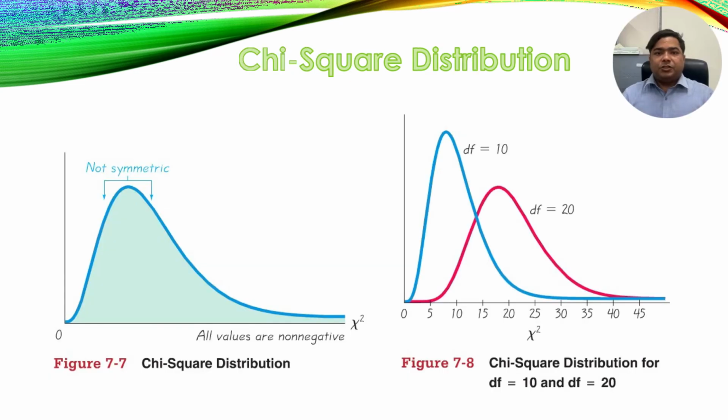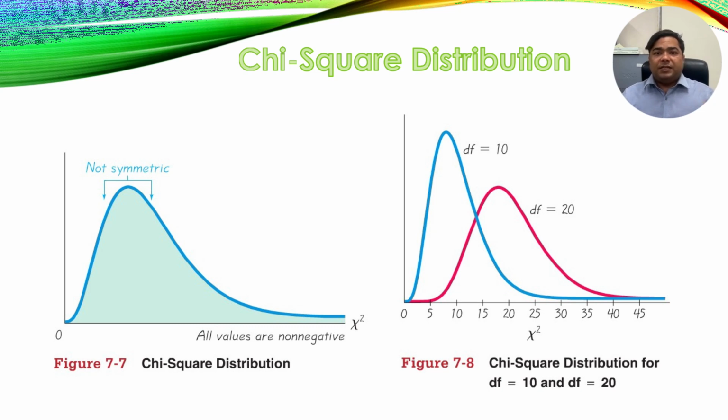The chi-square distribution is an important distribution in statistics. It is used mainly when we work with categorical data, frequency data, and variance-related problems. One important feature of the chi-square distribution is that all values are non-negative. That means the value of chi-square cannot be negative because it is based on square differences. So the curve always starts from 0 and moves to the right side.